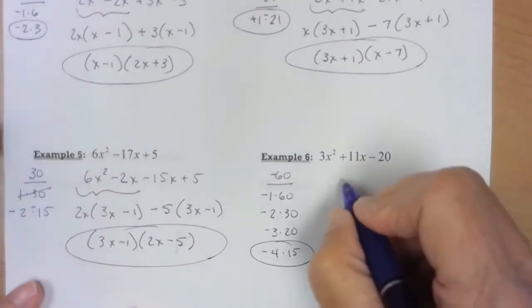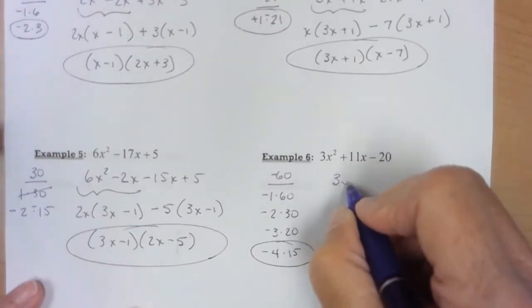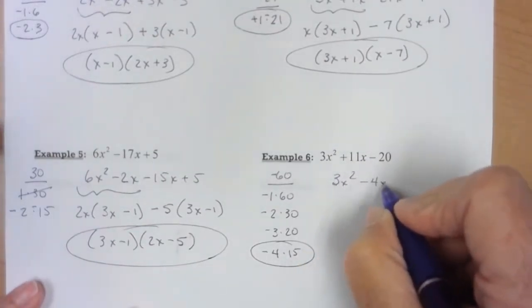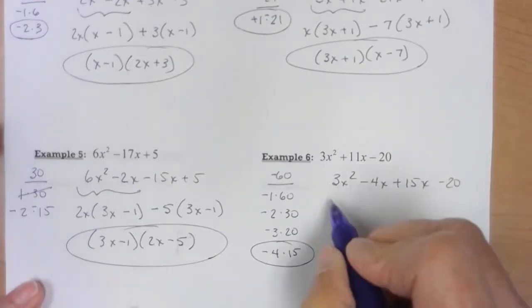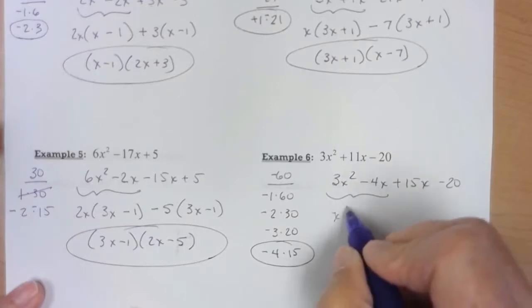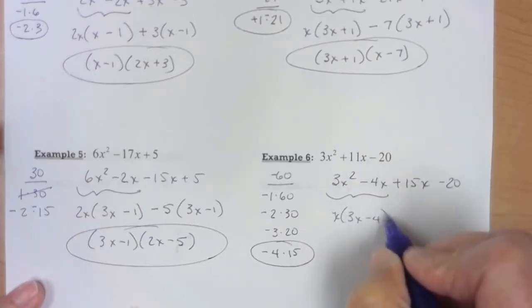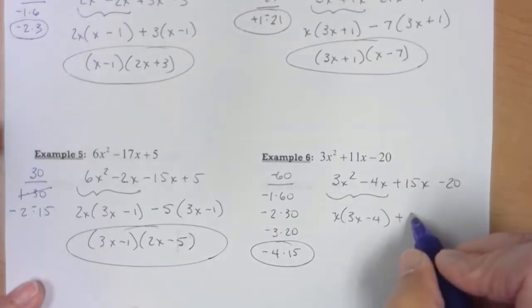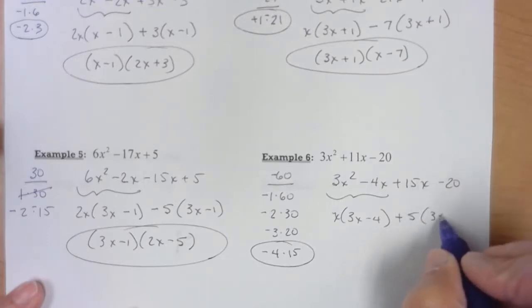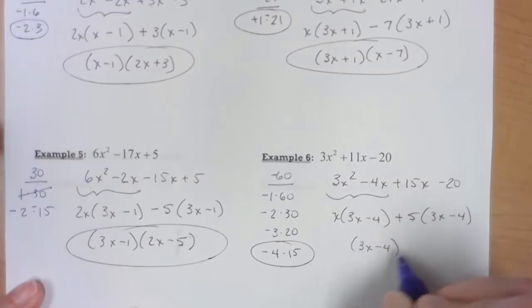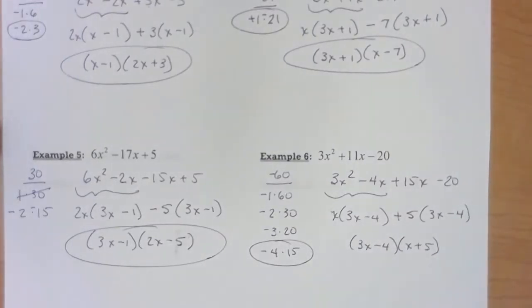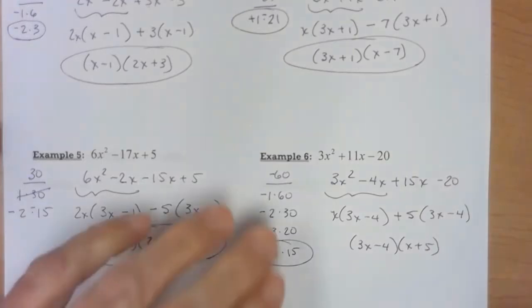I wish I could remember to move this up. X squared minus 4x, 15x minus 20. So there's those. I do have a few more.